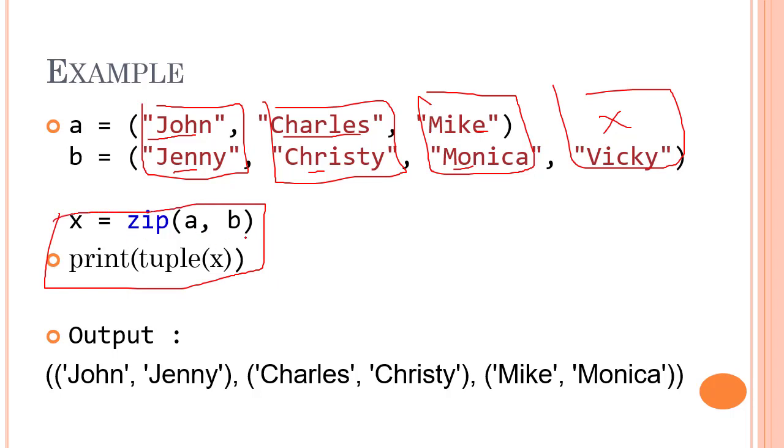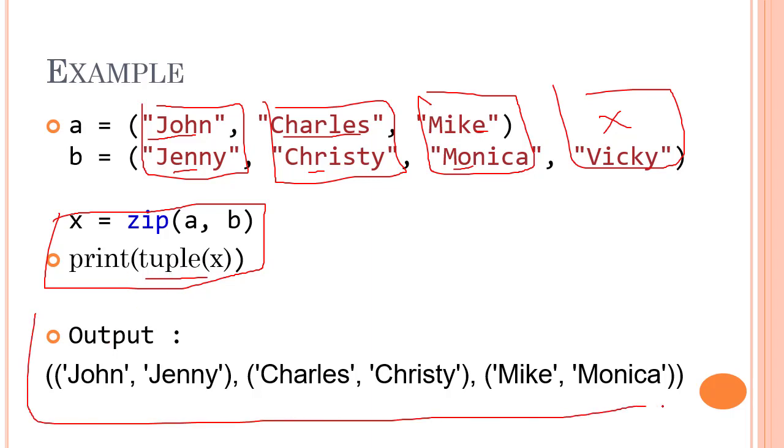So I have zip of a comma b, and then I'm printing tuple of x. Okay, I'm doing a tuple here, or you can write list over here also. Both will work just fine. A bit of type conversion, and this is what we get as the output. Now let's jump into Jupyter Notebook and view how to execute all of this there.